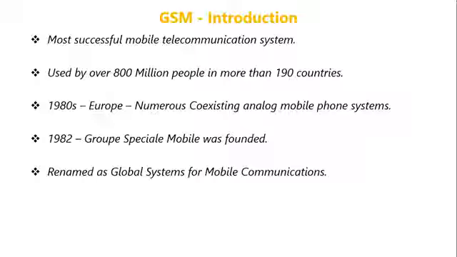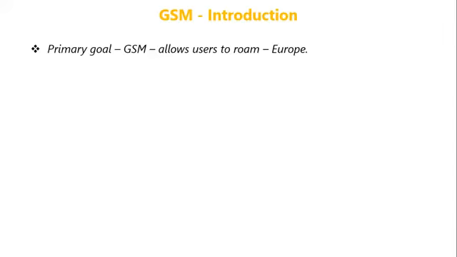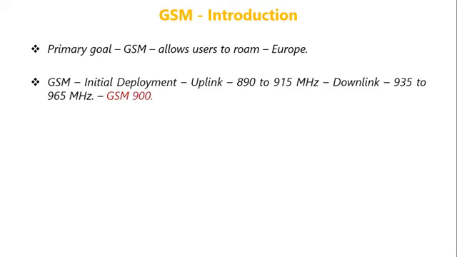3GPP, that is Third Generation Partnership Project, started assigning new numbers for GSM standards. The primary goal of GSM was to provide a mobile phone system that allows users to roam throughout Europe and to avail all teleservices. In that context, they proposed the initial system with a lot of documentation.